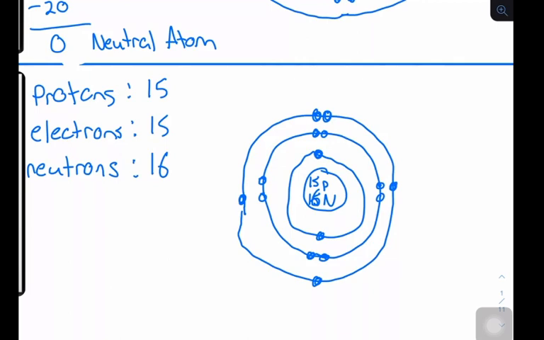I would write that I have 15 positive particles, 15 negative particles, total of 0, and again, this would be a neutral atom because it doesn't carry a charge.